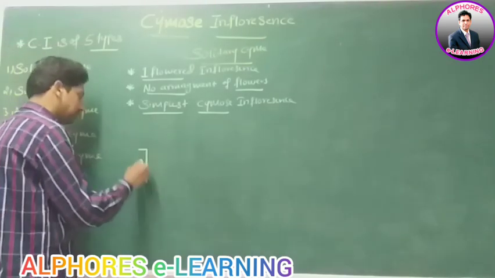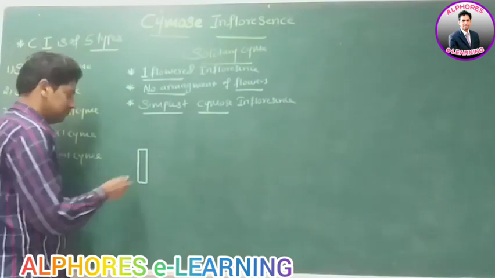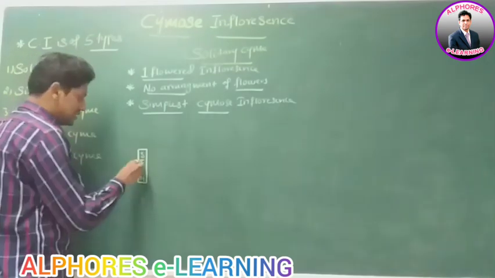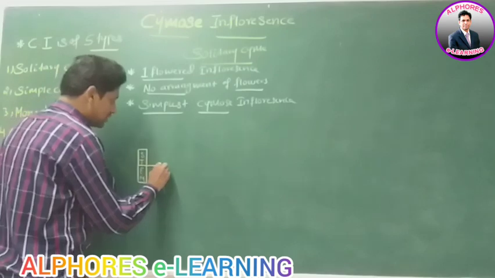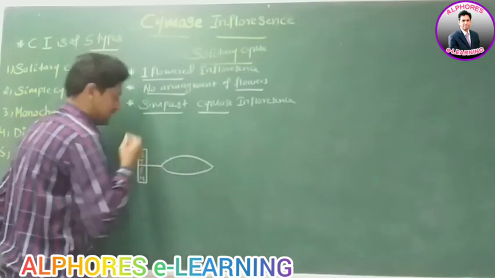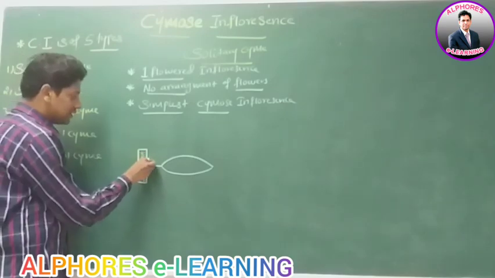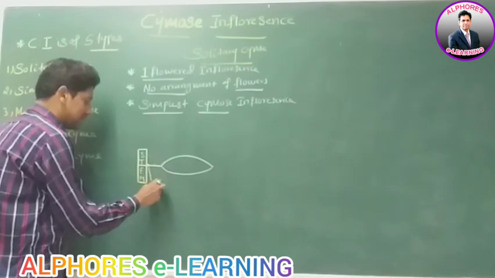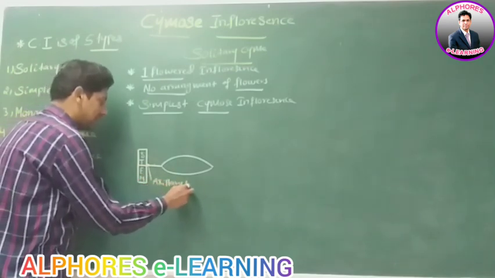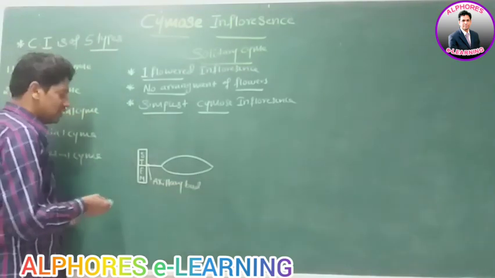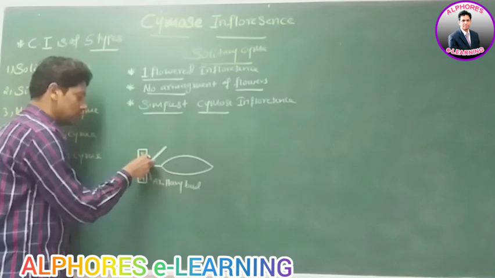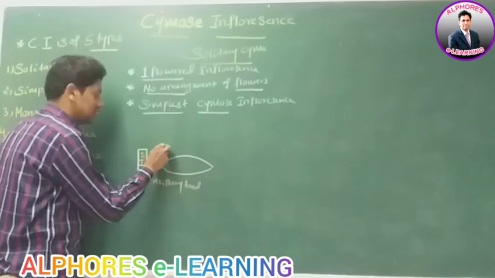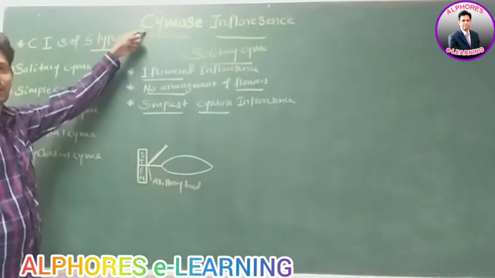Sir, this is a stem. This is a node. From the nodal region, what is developed? A leaf is developed. Now you tell me, what is this one? Axil. What does the axil contain? The axil contains an axillary bud. Sir, this axillary bud has developed into a peduncle. Sir, are we discussing racemose inflorescence or cymose inflorescence?